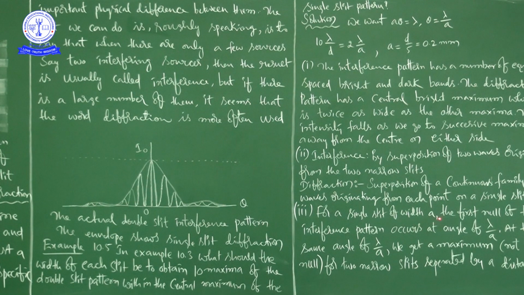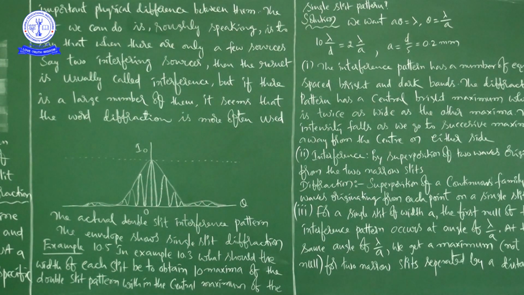For a single slit of width small a, the first null of the diffraction pattern occurs at an angle of lambda by a. At the same angle of lambda by a, we get a maximum for two narrow slits separated by a distance a. So, he is comparing Young's double slit experiment to the single slit diffraction experiment.